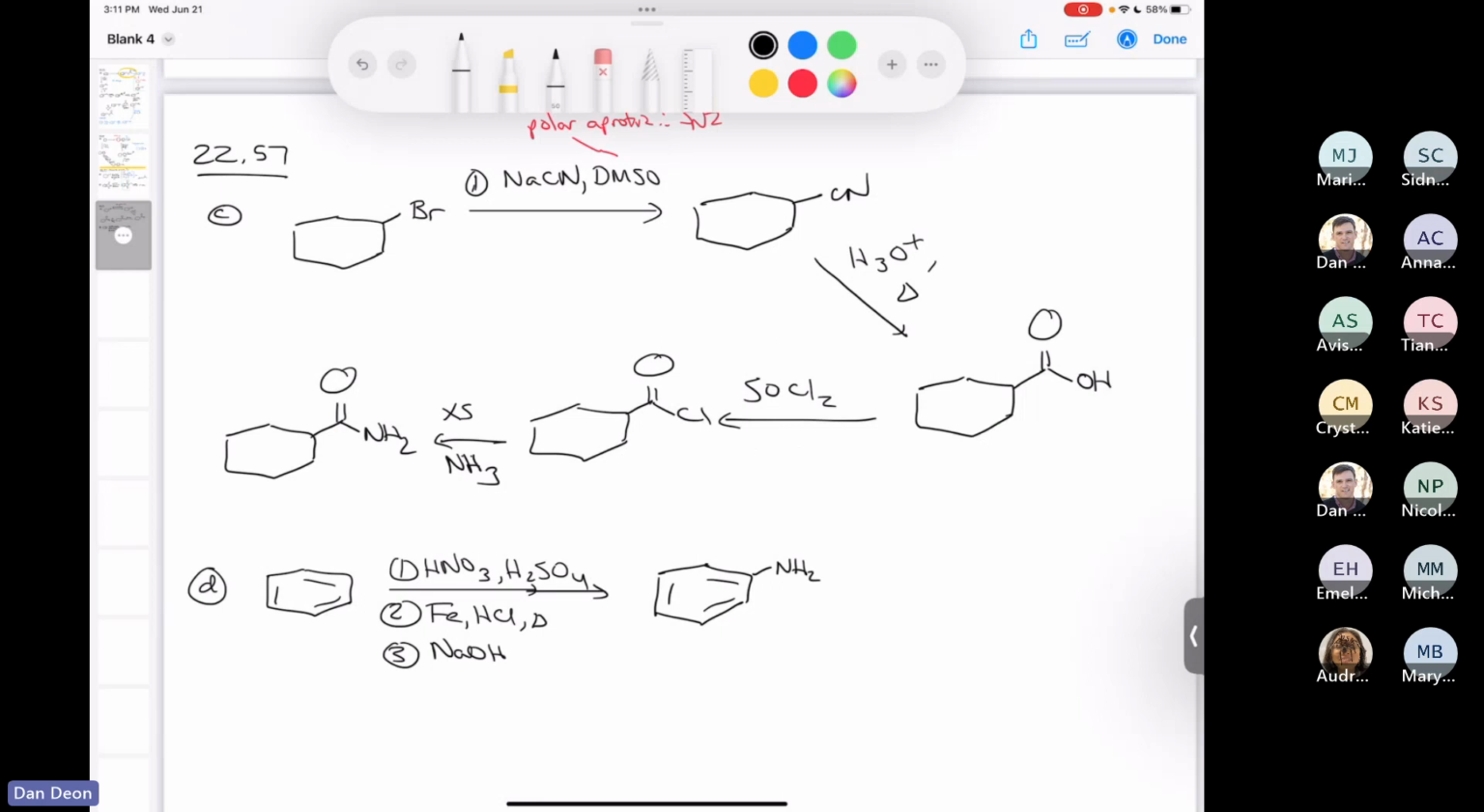And then I do a diazotization followed by treatment with copper 1 cyanide. So first step is going to be sodium nitrite and HCl, and second step is going to be copper 1 cyanide, and that is just going to make benzonitrile. Nothing more to it than that. Benzonitrile, just like that.